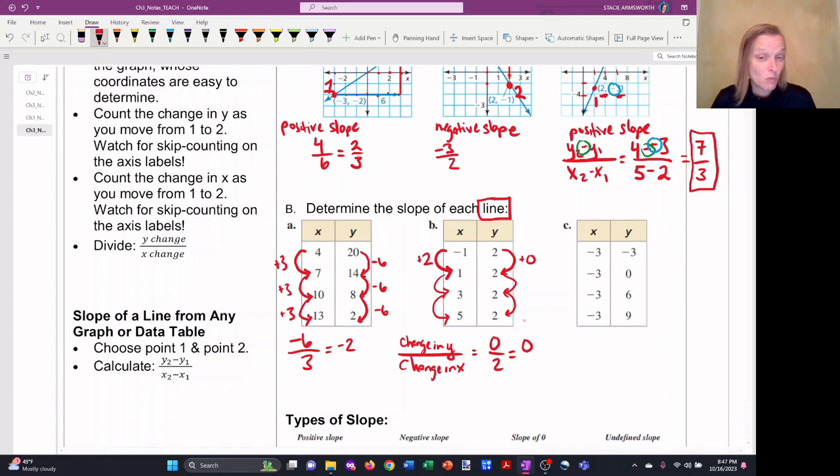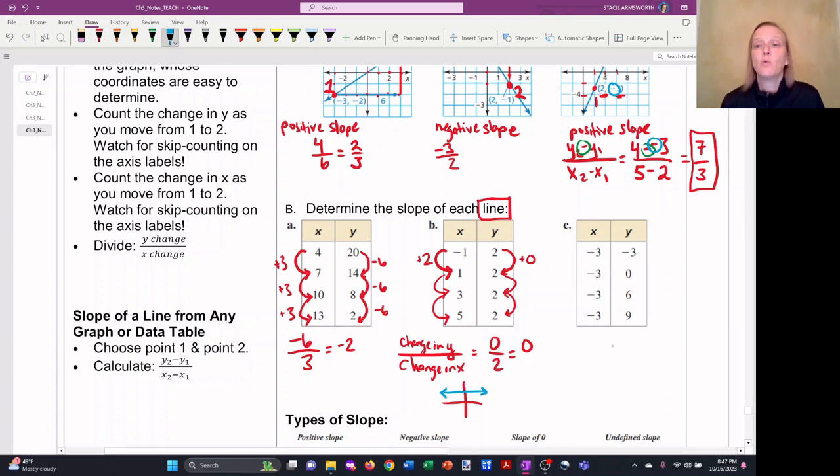Remember, what does a slope of 0 mean? It means that you've got a horizontal line like this at the value of y equals 2. So a slope of 0 is totally flat. You're not going uphill, you're not going downhill, totally level.